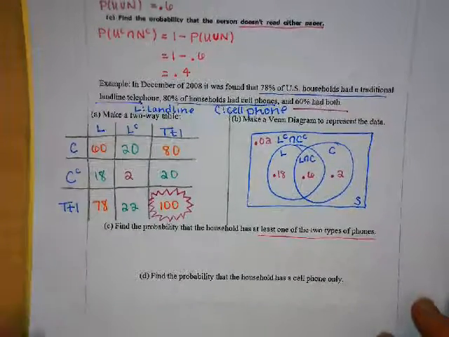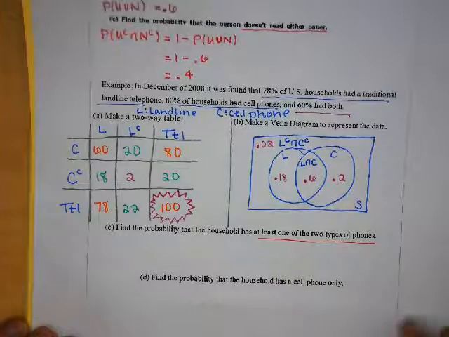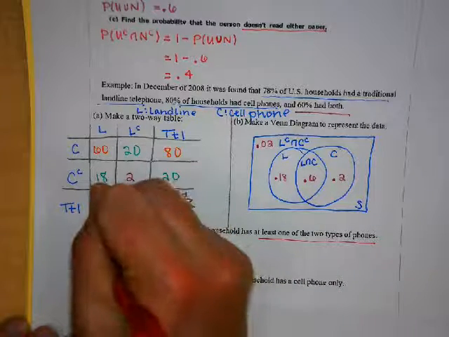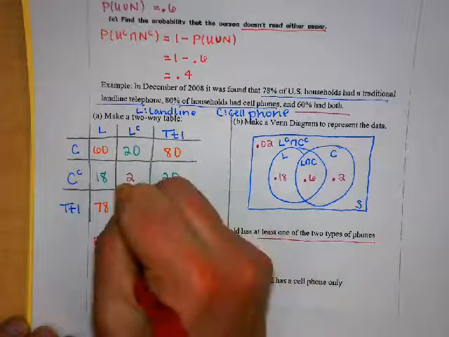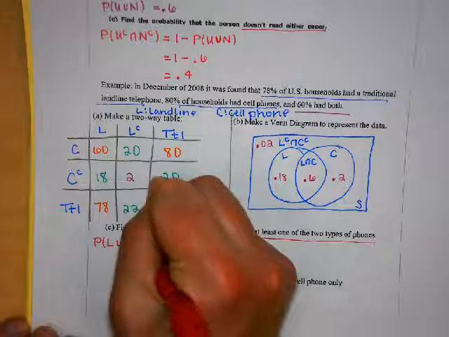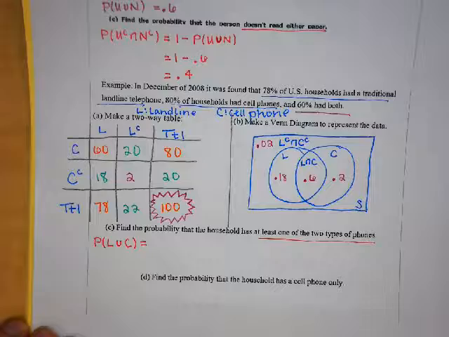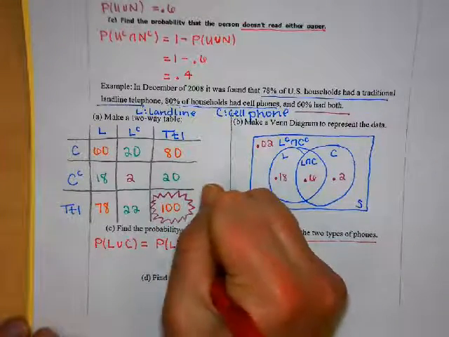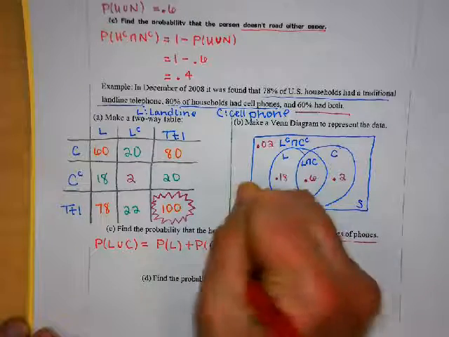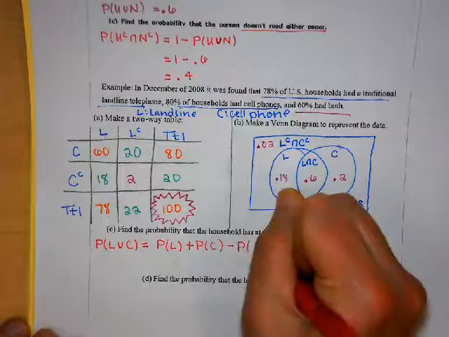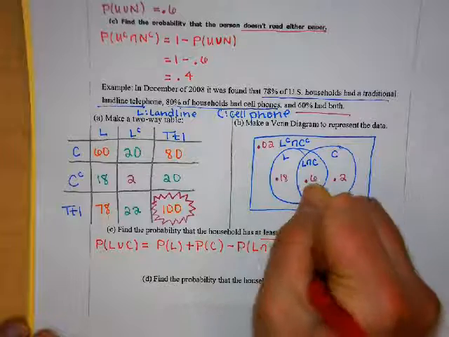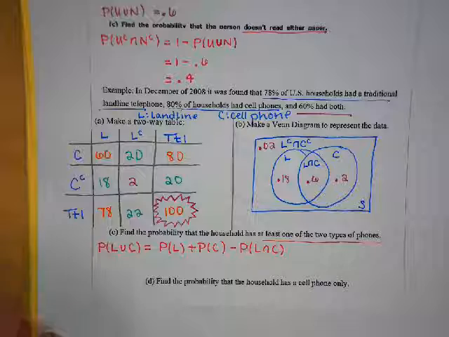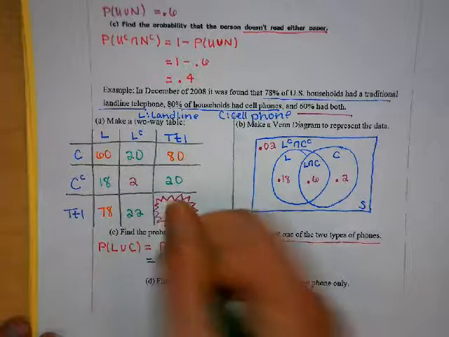So we want to find the probability of L or C. And we have our general addition rule that tells us we take the probability of L plus the probability of C minus the probability of L and C. Probability of L, 78%. You see it here in the table. Or if you look at all of circle L, 0.18 and 0.6, so 0.78.